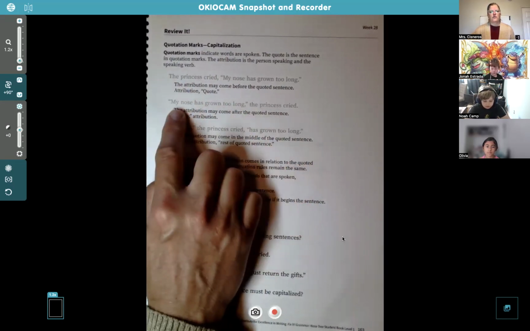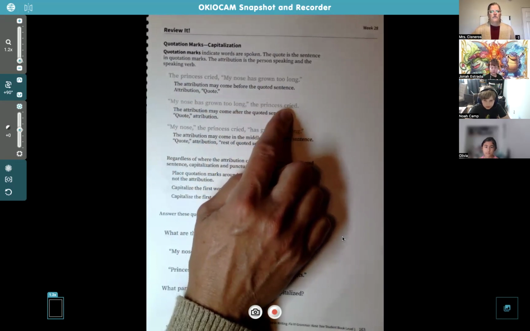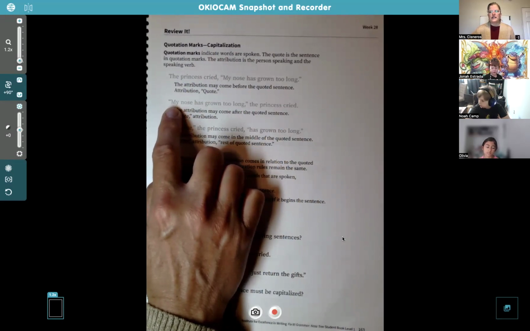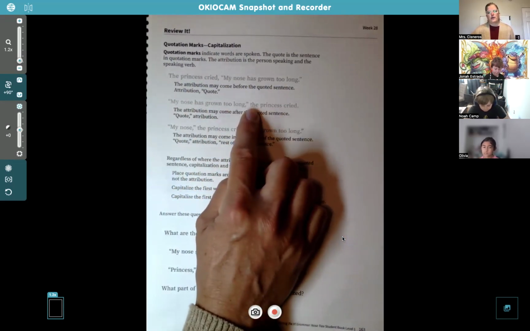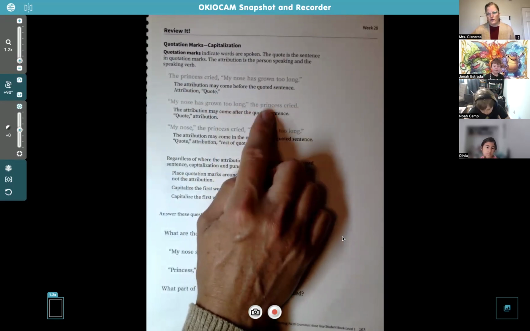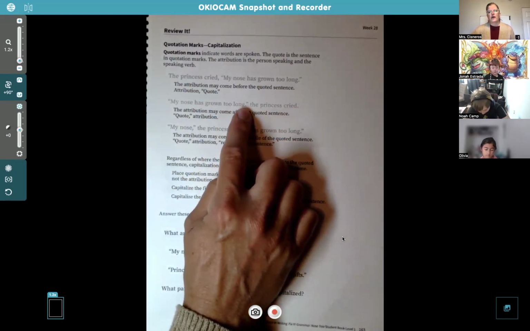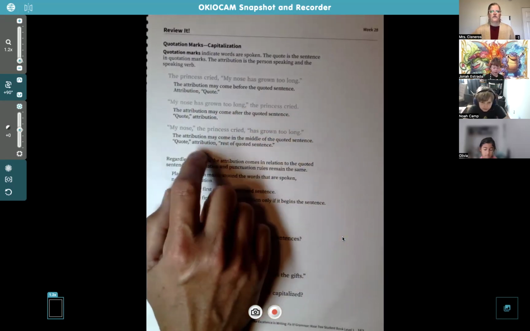Then look at the next example. It says, "My nose has grown too long," the princess cried. Notice that the quote is first here, but my is still capitalized. It's still the first word of the quote, so it's going to be capital. And this time, the does not have a capital T because it's after the quote. So it changes right there. And the little comma after long tells the attribution comes after that.